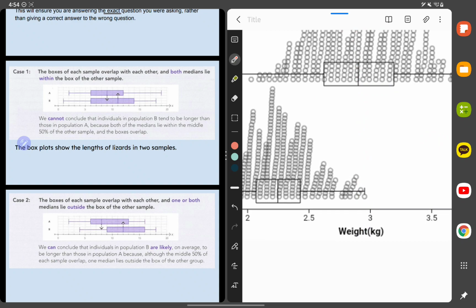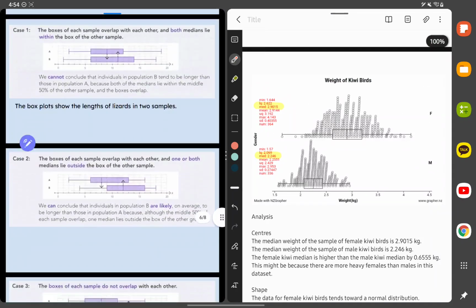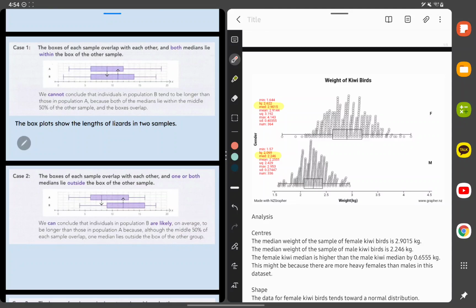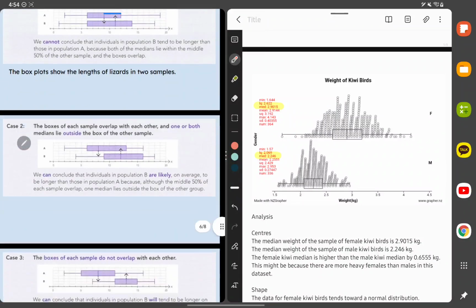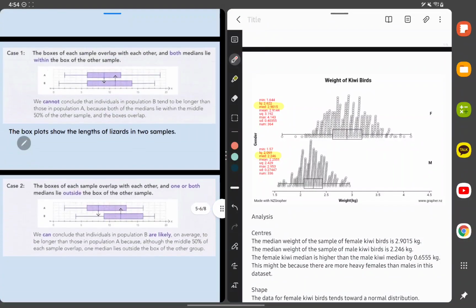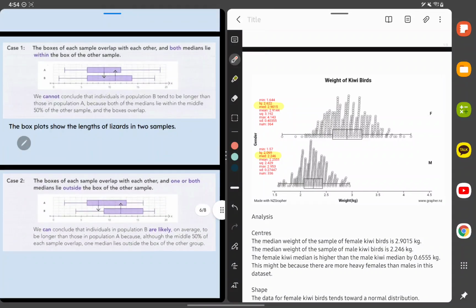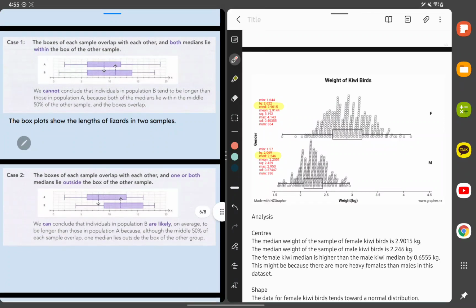Okay. Now, having looked at that, we go to our slideshow on Google Classroom, and we look at these little bits here. We have case 1, case 2, and case 3. These are our keys pretty much. This is the one that we need. Out of the 3, we look for the one that concerns us, the one that matches our graph. So case 1 is when both of the medians lie within the box of the other sample.